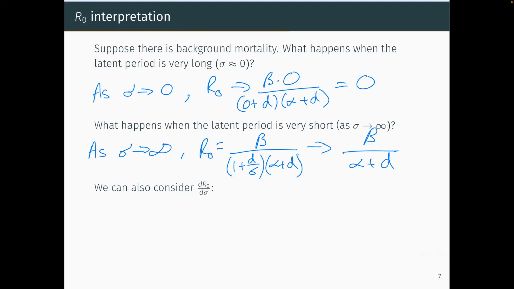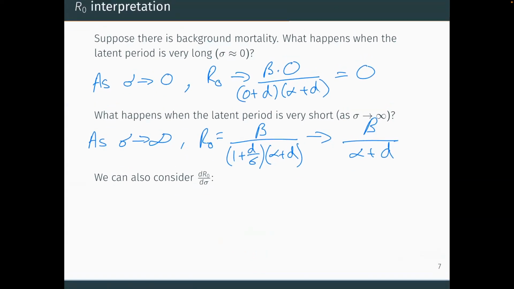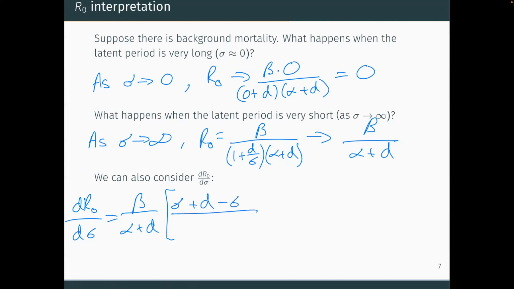Okay, so one last thing we can think about is considering the gradient of R naught with respect to sigma. If we just take our derivative, I'll take out a factor of beta over alpha plus d. And then here we're just going to have to use the quotient rule. So in the interest of time, I'll just write down the answer. So you'd have sigma plus d minus sigma, over sigma plus d all squared. That's just from the quotient rule. Again, that is the working of it, but I'm not going to go through each bit in detail for time's sake. The sigmas cancel. And so why do we care about this? Well, this is positive, okay?